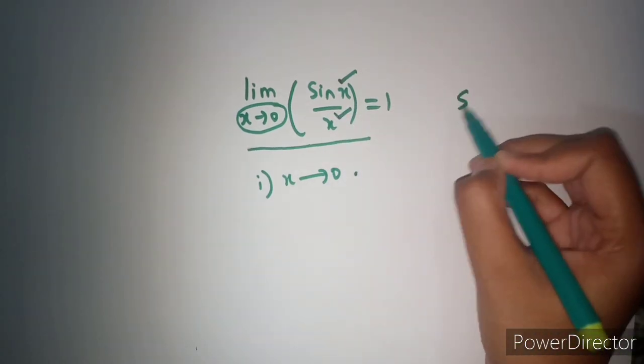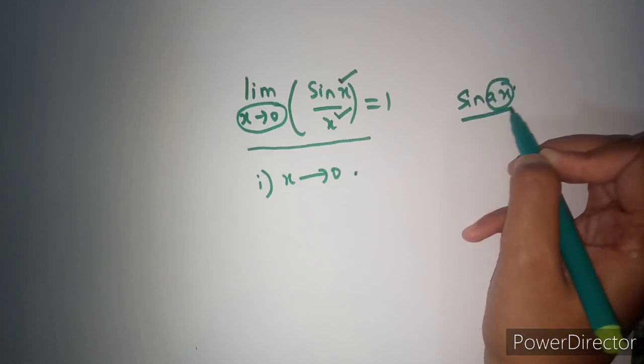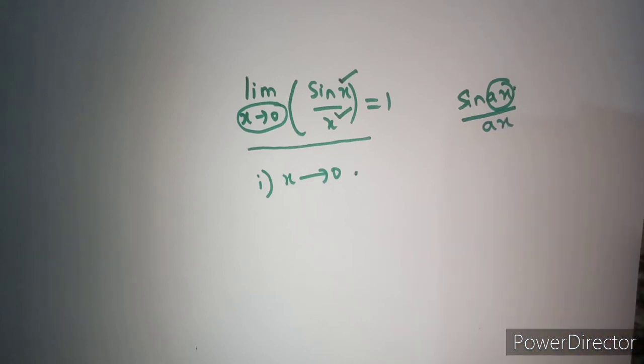Suppose if we have sin ax, here ax is angle, right? So in denominator also we should have ax. So these are the two conditions you have to observe, okay? First condition is x should always tend to 0, and the second condition is the angle should be same. Whatever angle we have in numerator, the same angle we should have in denominator, okay? This is about second condition, okay?